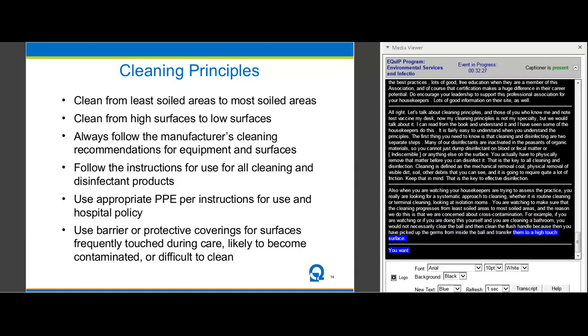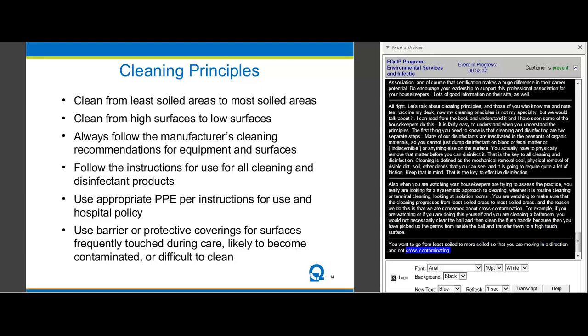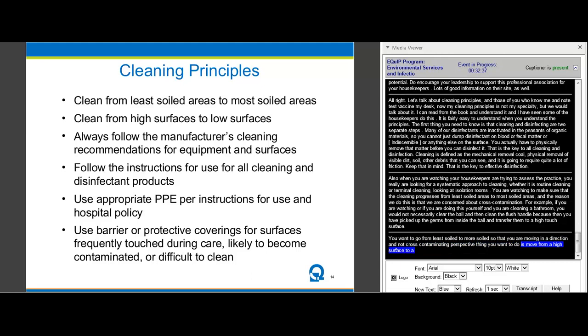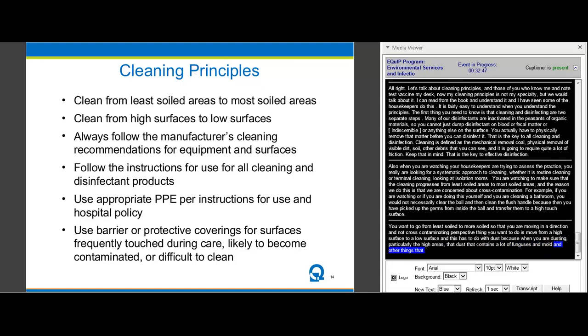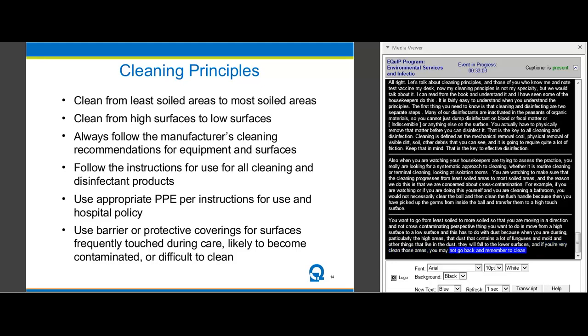cross-contaminating. The other thing you want to do is move from a high surface to a low surface, and this has to do with dust, because when you're dusting, particularly the high areas, that dust that contains a lot of funguses and molds and other things that live in the dust, they will fall to the lower surfaces. And if you've already cleaned those areas, you may not go back and remember to clean them again. And why would you clean them again? So we say move from least soiled to more soiled, high to low. So clean to dirty, high to low. Those are the main principles we want to instill in you as an infection preventionist.